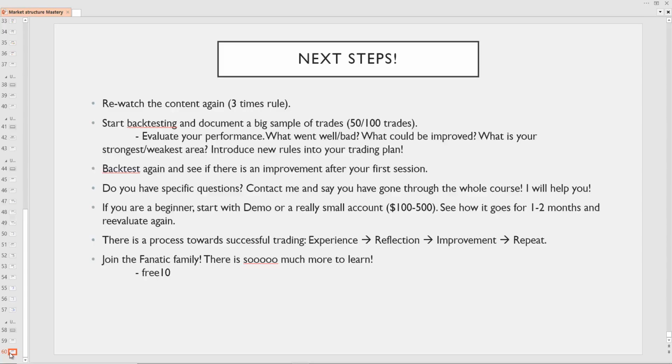And again, as you can see, backtest again and see if there are any improvements after your first session. So again, backtest 50 trades, review them, reflect on them, introduce new improvements, introduce new rules, go for it again. Sometimes you can actually take exactly the same trades, but apply the new rules that you introduced to your trading plan, right?